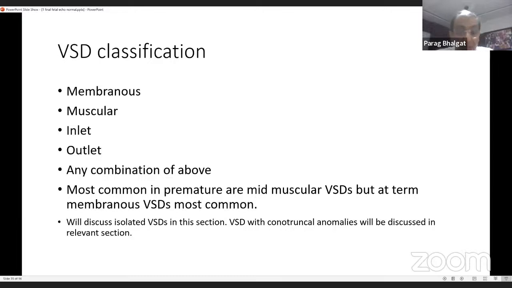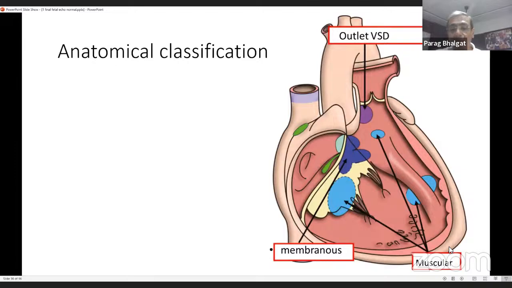We are discussing only isolated VSD in this section. VSDs with other abnormalities will be discussed in the relevant section. So, these are the mid-muscular VSD, apical muscular, anterior trabecular, posterior muscular. This is perimembranous. The yellow part that you see is the inlet portion, the tricuspid valve. Below this we get the inlet VSD, and these are the outlet VSDs just below the pulmonary valve.